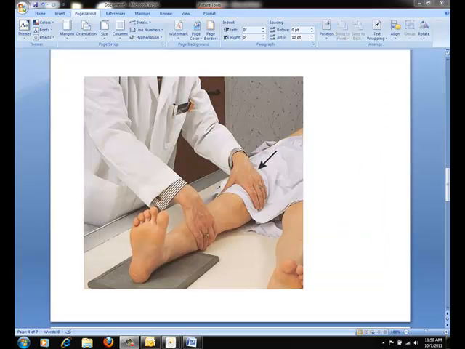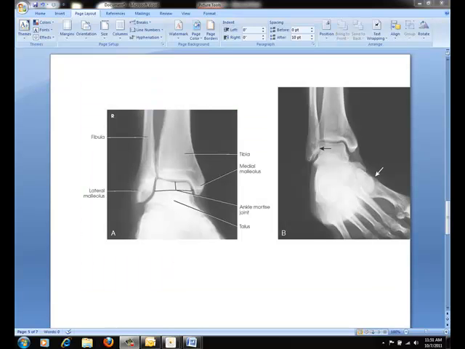For the mortise view, it is essential that we assist the patient by internally rotating the entire leg and foot together. This will ensure that we will actually see an entire ankle mortise view or joint space in profile.